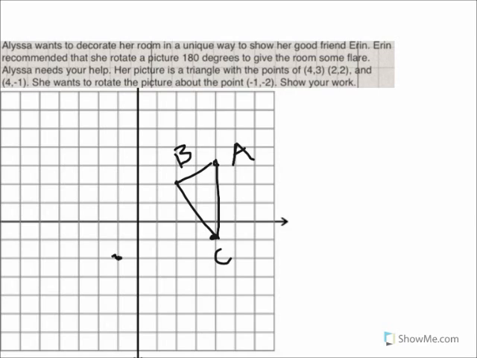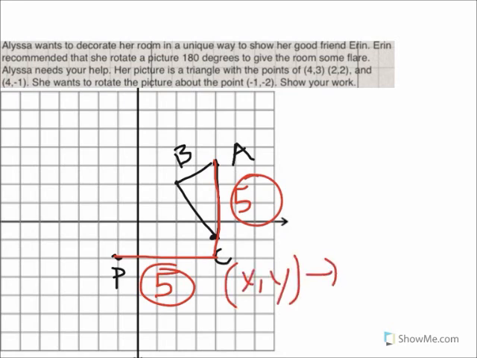You need to find how far over and up it is to get to A. So it's 5 over to get to A and 5 up. And since in our coordinate notation, to rotate 180 degrees, it becomes negative x and negative y, we're going to get these numbers and make them negative. So we are going to go left 5 and down 5 to get our point A prime.